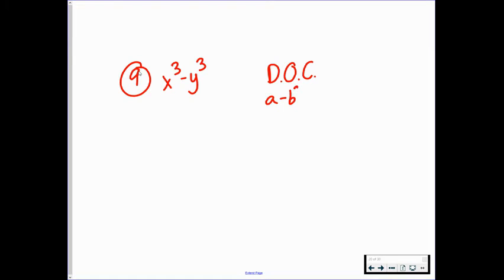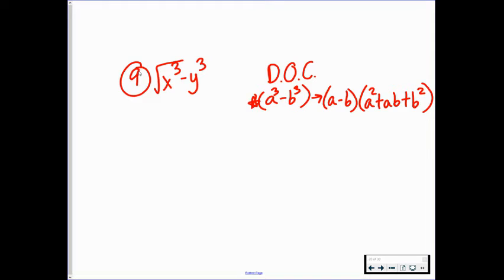a cubed minus b cubed factors into a minus b times a squared plus ab plus b squared. I'm going to use that rule that we learned about in our notes to factor this expression. x cubed minus y cubed, the first thing is to take the cube root. The cube root of x cubed is just x, minus the cube root of y cubed is just y. So there's the first term, that a minus b, which in this case is x minus y.